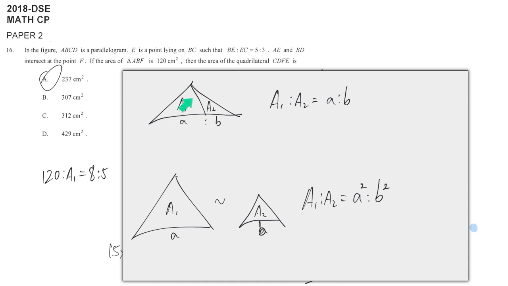This one, the height has no difference. This one, not only is the base different, but the height also has the same ratio as the base ratio. So this is a squared to b squared.